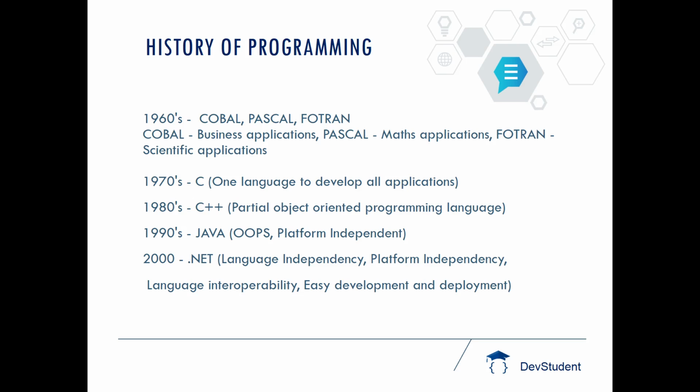In 1960s, COBOL, Pascal and Fortran are the three programming languages which have been used. COBOL is used for business applications, Pascal is used for developing mathematical applications, and Fortran is for developing scientific applications. So in this 1960s, each programming language is specially designed for creating a special type of applications. That means if you want a mathematical application, you have to go for Pascal, you can't develop that with other languages. And this is the disadvantage we have in 1960s.